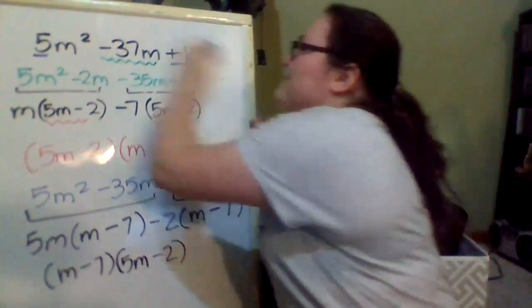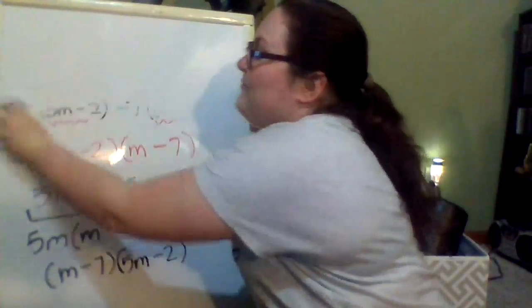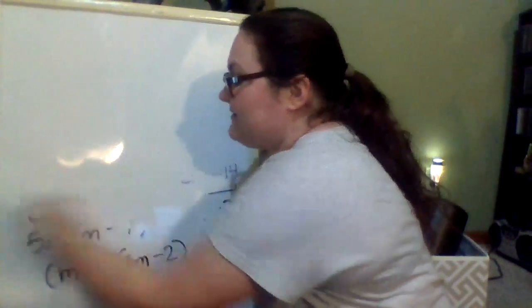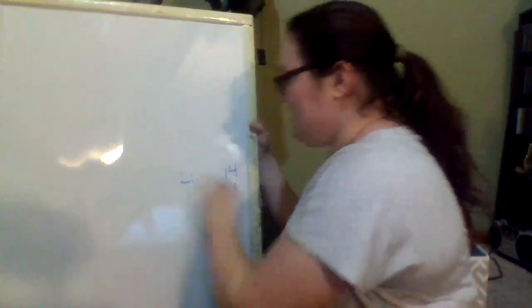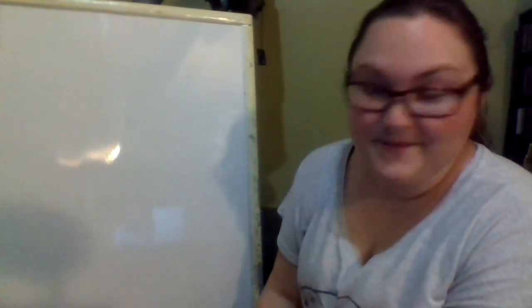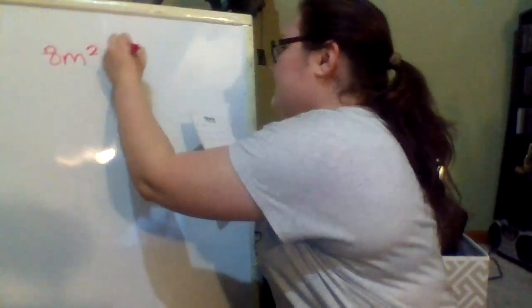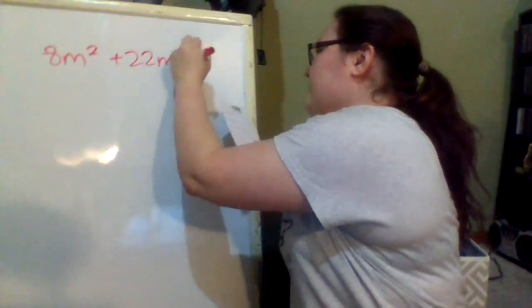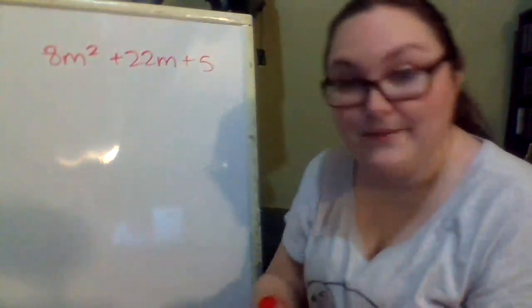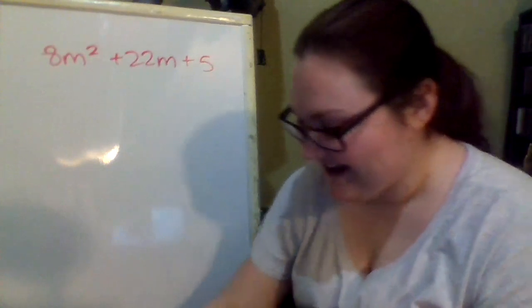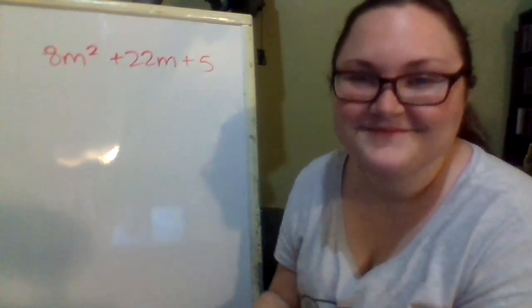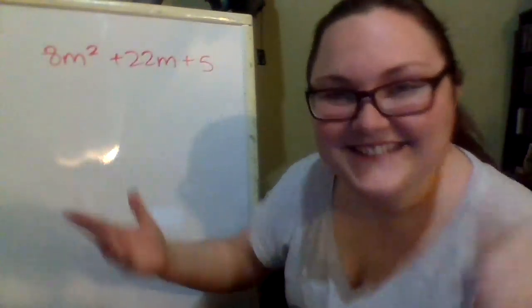For this last part, I'm thinking, let me put one on the board. If you want to try it at home first, pause the video, try it on your own, and then resume the video to see if you got it right. I think that would be a good opportunity for you guys to practice this before you jump into the homework. So the one you're going to try is 8m squared plus 22m plus 5. Go ahead, pause the video now, try it, and then I will see you in a little bit.